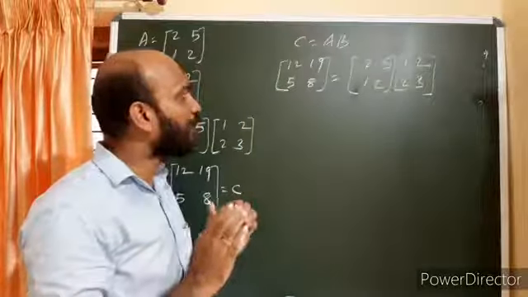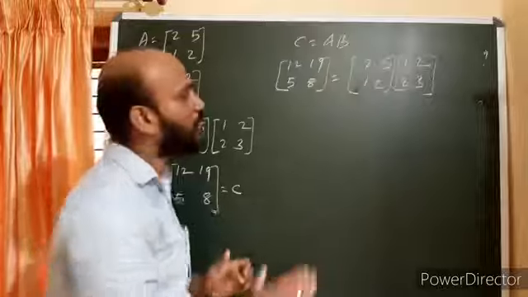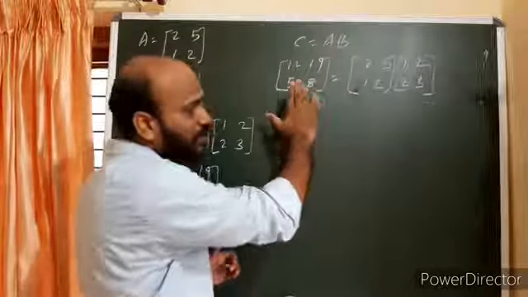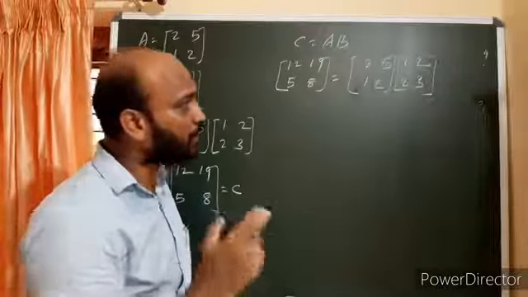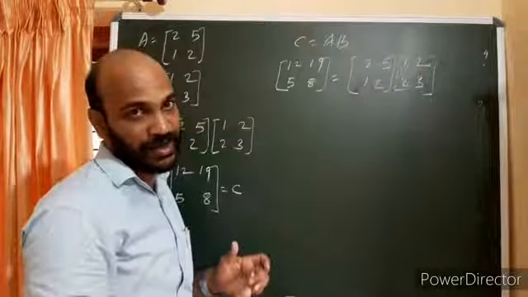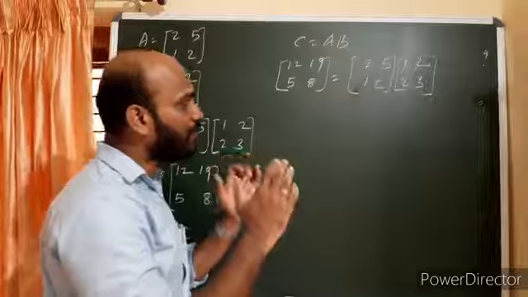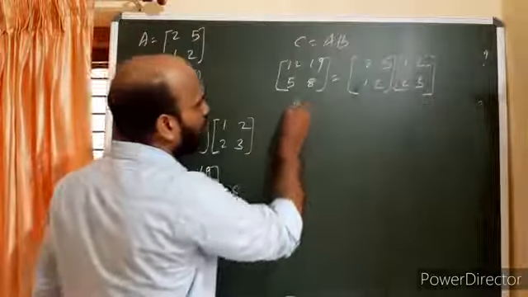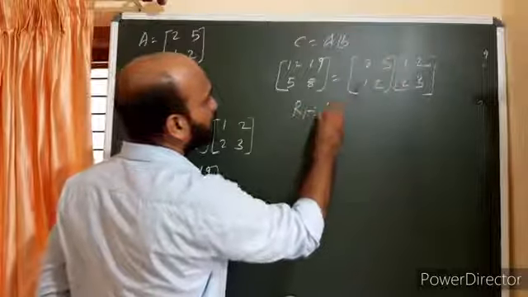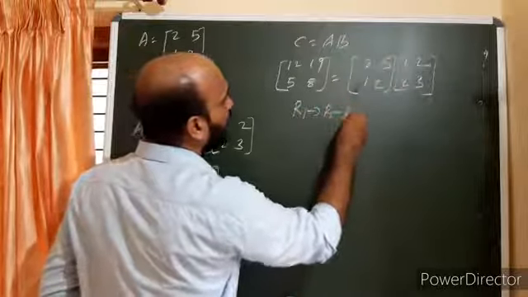And if you are using elementary column operation on the left hand side, then you have to use the same elementary column operation on the second matrix on the right hand side. Otherwise, the left hand side will not be equal to the right hand side. Okay, suppose I am using a rule: R1 changes to R1 minus R2.